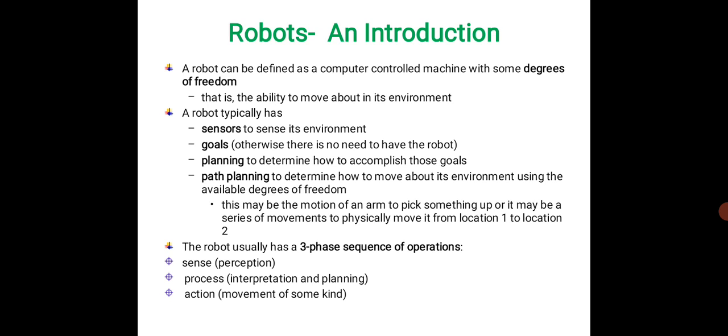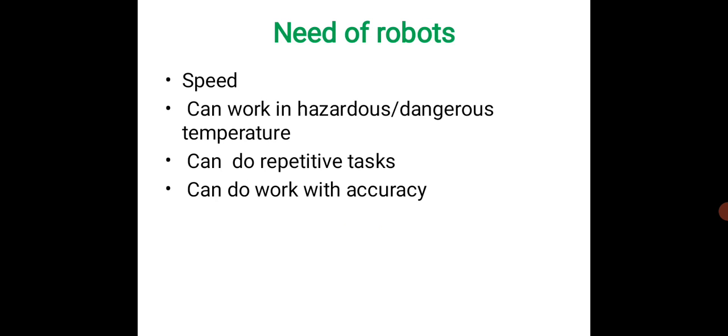Okay. So the robot usually has a three-phase sequence of operation. The first one is it will sense, which is perception, and the second one is process, which is it will interpret and plan accordingly, and the third one is action. So it is movement of some kind. Either it can pick and place, or it can move from one place to another, or it can rotate, whatever it is.